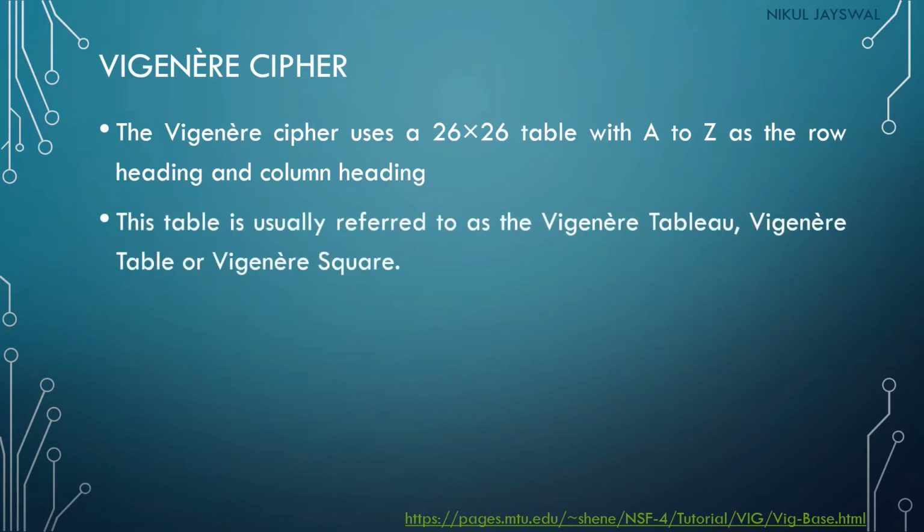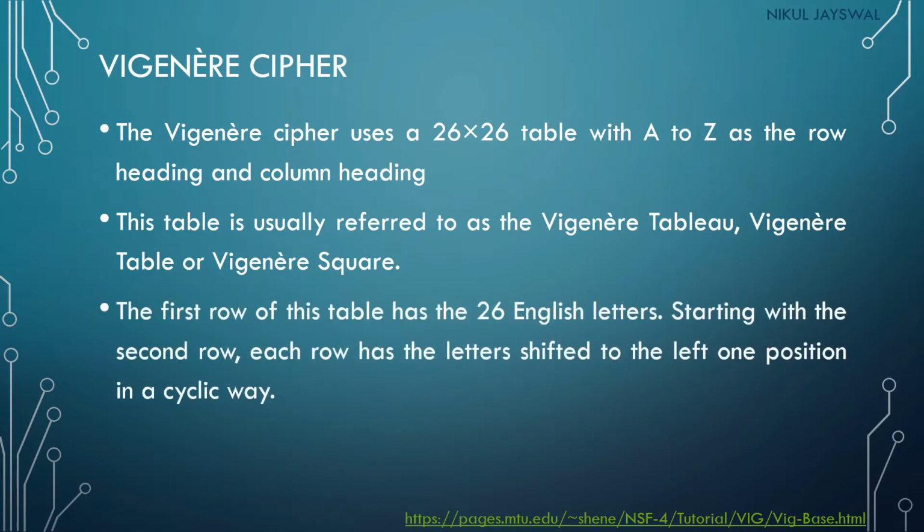This table is usually referred to as the Vigenere table or Vigenere square. The first row of this table has the 26 English letters. Actually every row will have the 26 English letters. The first row starts with A, and in each following row the letters are shifted to the left by one position in a cyclic way. Let's see how we construct the 26 by 26 table.